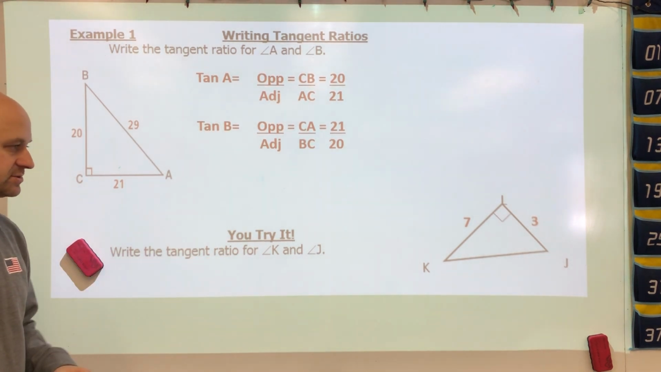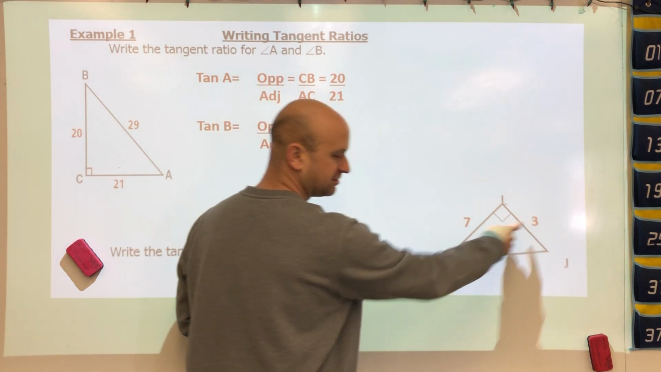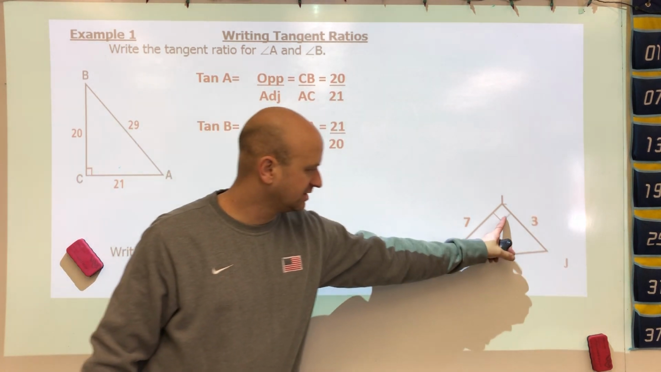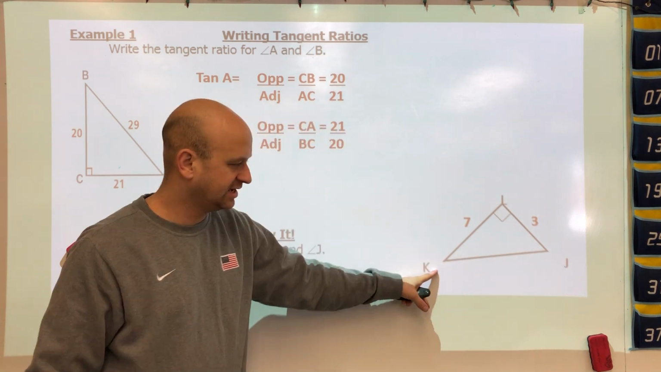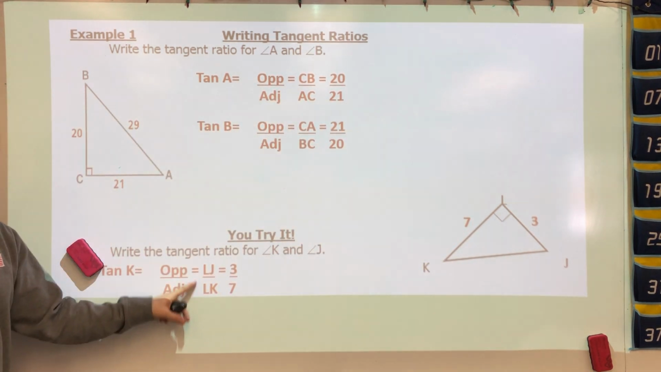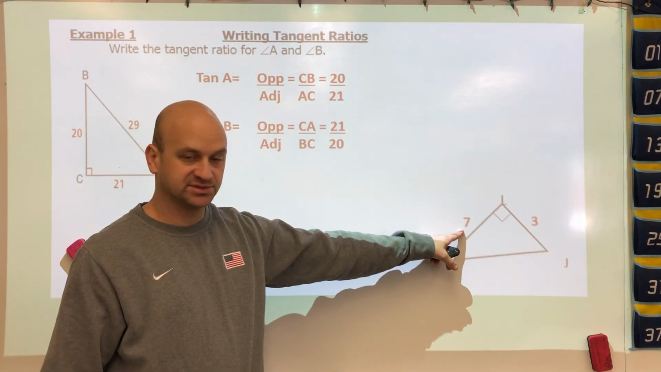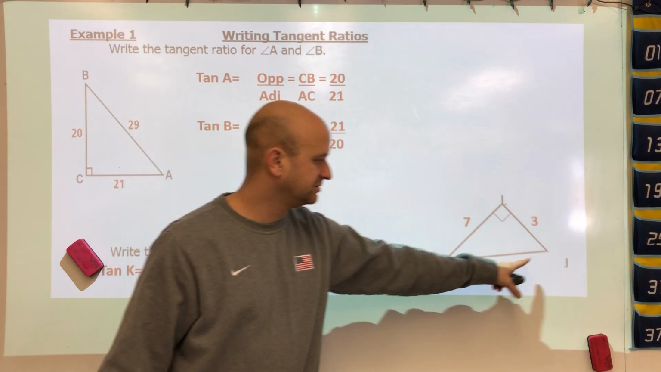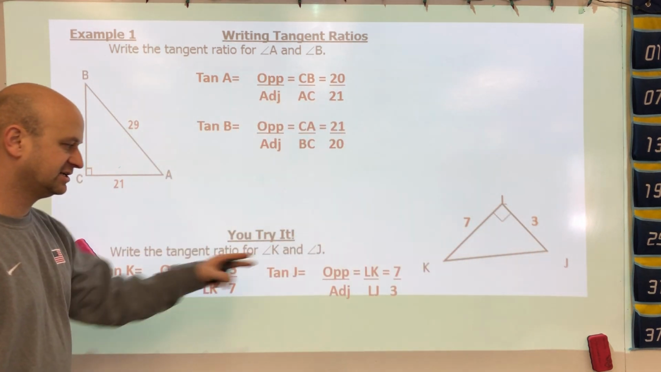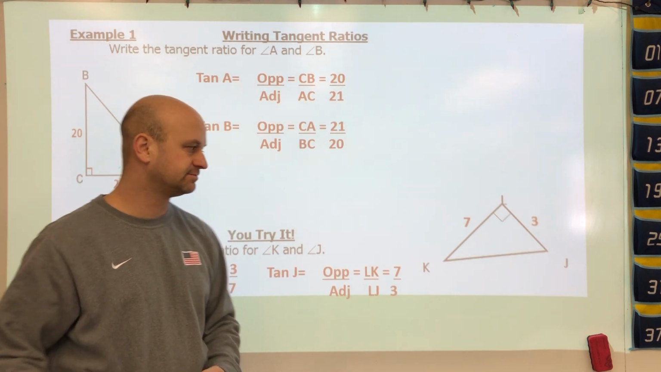Okay, so now let's try this one here. If we do angle K, when we go opposite, 3 would be opposite. The hypotenuse would be opposite the 90, which is the side we're not given, which means 7 has to be the adjacent side. Okay, now from J we shoot opposite. This would be our hypotenuse, which means this is adjacent. So again, tangent is opposite over adjacent, which in this case would be 7 over 3.